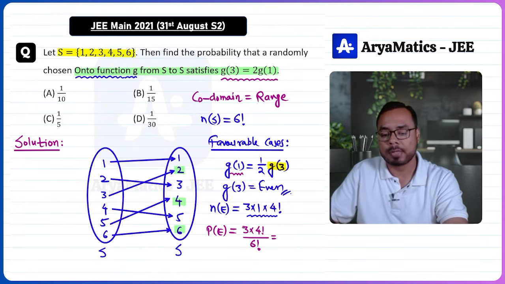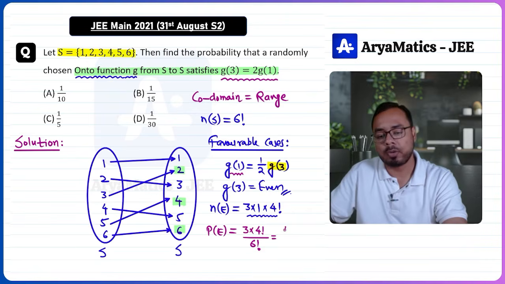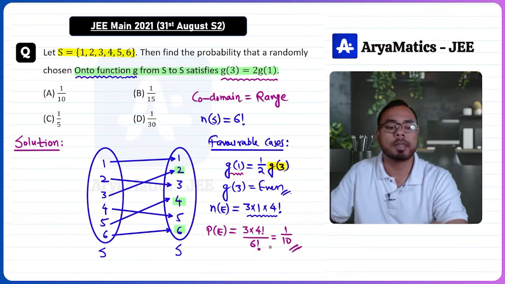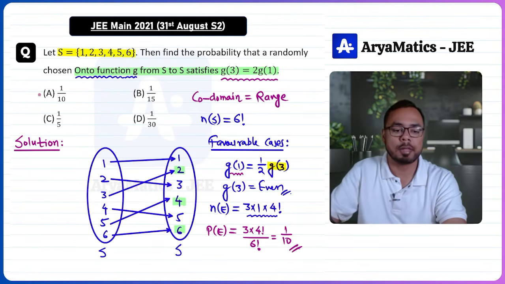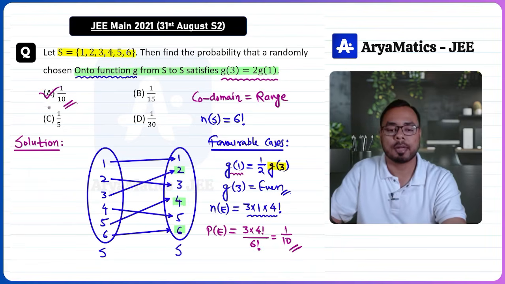4 factorial you can cancel, and then you have 3 and 6 and 5. So 1 by 5 into 2, that will be 10. So this will be the required probability, right? 1 by 10 is the first option, and therefore that should be the correct answer.